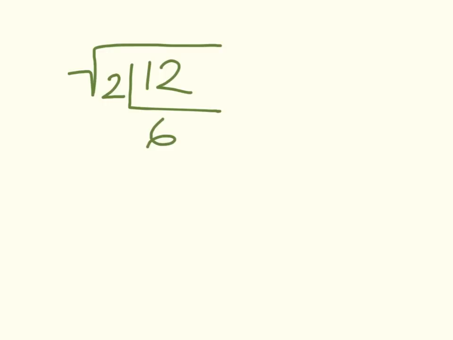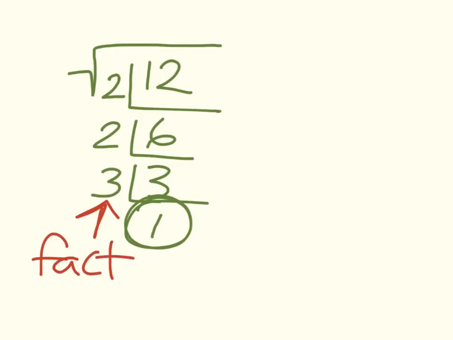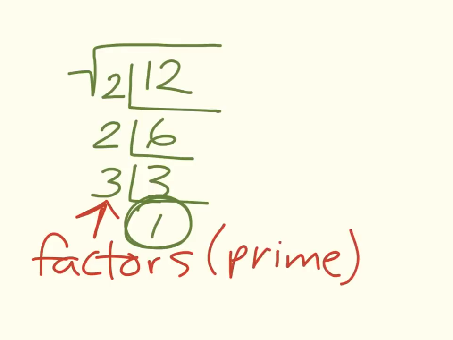Then I want to check, can I continue to divide by 2? Yes, I can divide by 2 again, and I get 3. Can I divide by 2 again? No. So that means I move on to my next prime number, which happens to be 3. I can divide by 3, and I get 1. Whenever you get down to 1, that means you're done. That means you cannot factor anymore. So all of these numbers here are your factors, and they're your prime factors. I don't have to break these down any further.